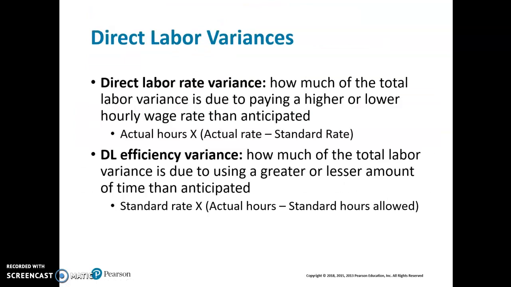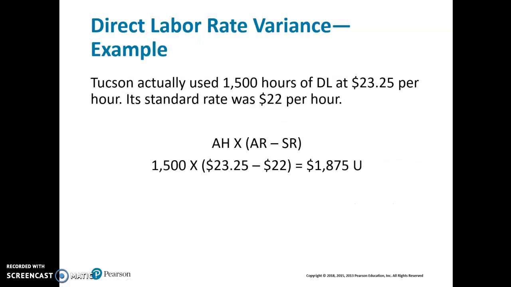So let's look at some direct labor variance, and these are pretty much the same formula. Only what we're looking at is the difference in rate versus the total number of hours they used. So you either paid a group of workers more or less than you planned, or it took them a longer or shorter time than what you planned. And here's an example. Tucson actually used 1,500 hours of direct labor. Its standard rate was $22 per hour.